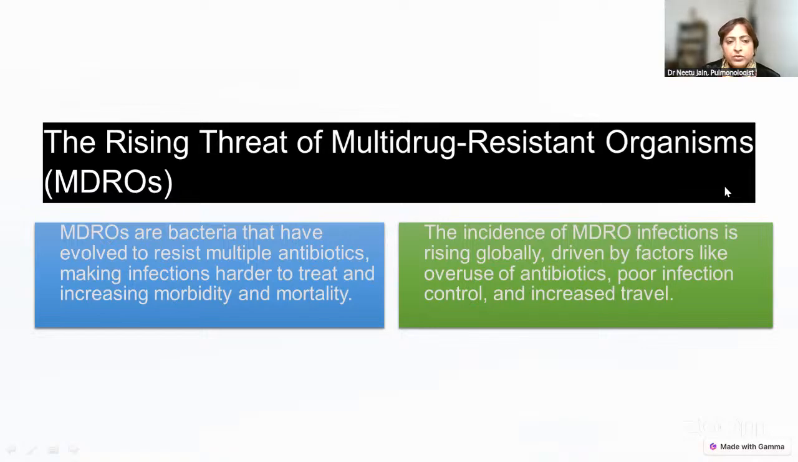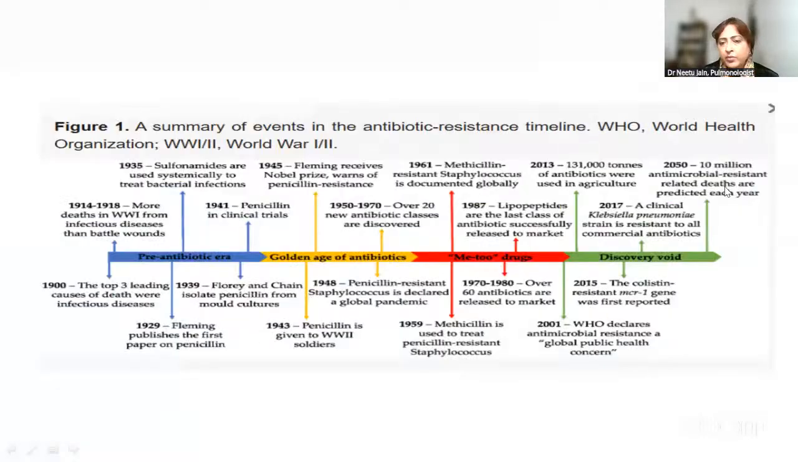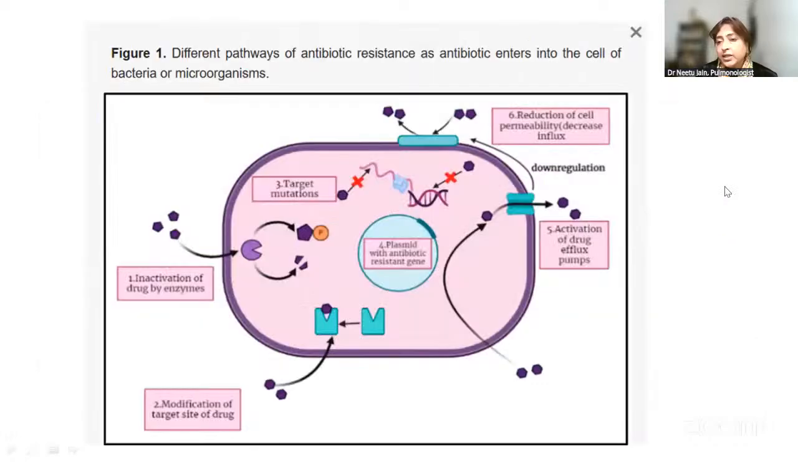If you look at the summary of the antibiotic resistance timeline, it is touted that 10 million antimicrobial resistance related deaths will occur every year. In 2017, a clinical Klebsiella pneumoniae strain resistant to all commercial antibiotics was discovered. Resistance occurs as the antibiotic enters the cell of the bacteria.